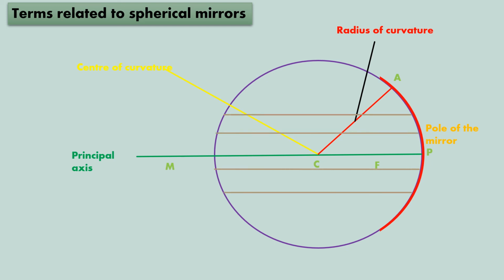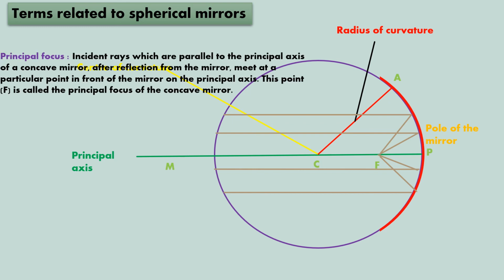Now this F that you see. You can see the lines. The lines which are shown are nothing but the light falling onto the mirror and then reflecting at one point, that is point F. That is called the principal focus. The incident rays which are parallel to the principal axis of a concave mirror, after reflection from the mirror. What is happening? The incident rays are parallel to the principal axis. What is the principal axis? The green line PM. Parallel to it, the incident rays fall on the concave mirror. After they fall onto the mirror, they will reflect.